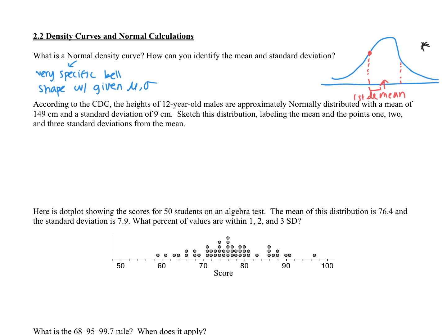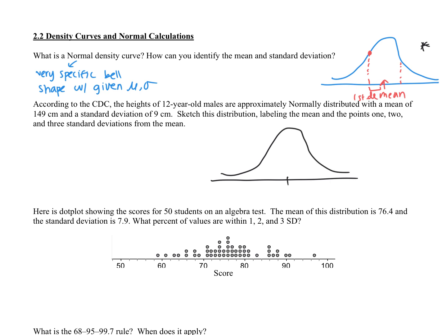So let's keep going. According to the CDC, the heights of 12-year-old males are approximately normally distributed with a mean of 149 centimeters and a standard deviation of 9. Sketch this distribution, labeling the mean and the points 1, 2, and 3 standard deviations from the mean. Okay, so what we're going to do, we're going to draw in this normal curve.